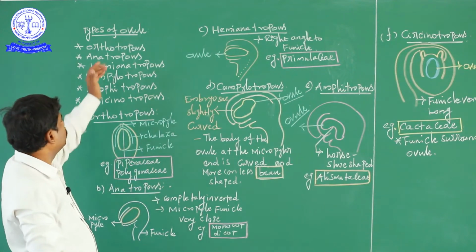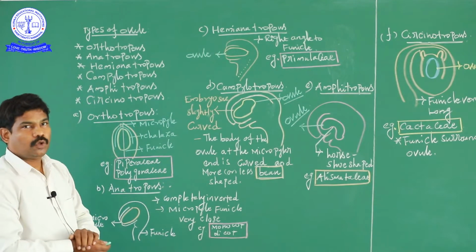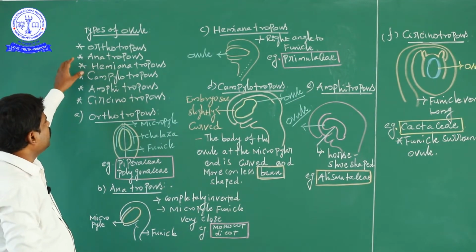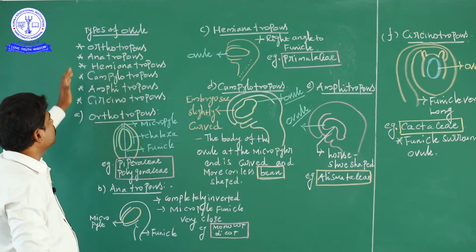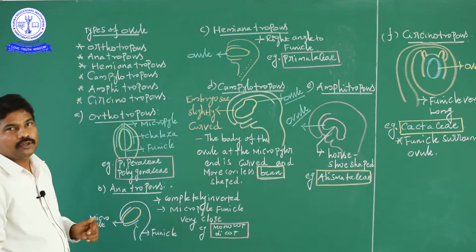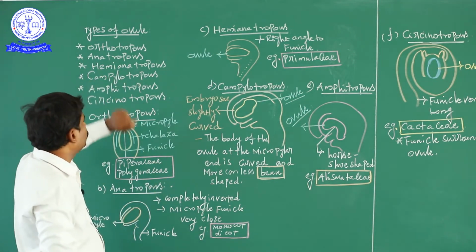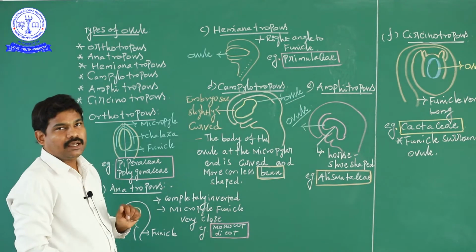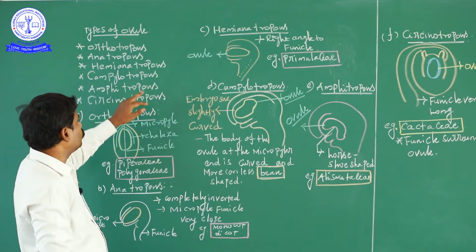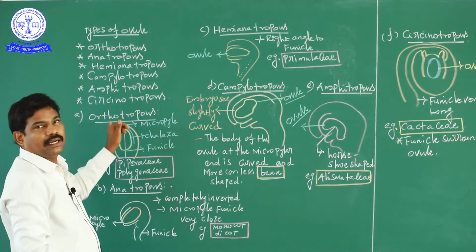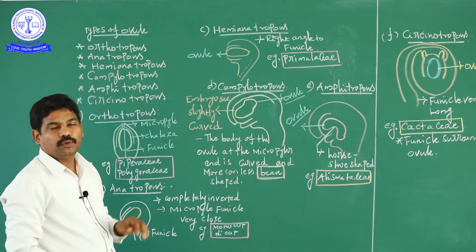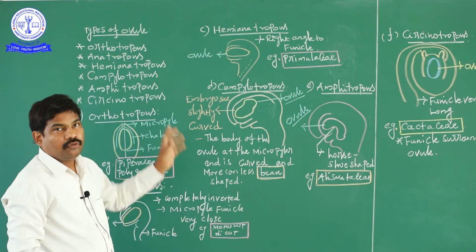The next topic: types of the ovule. The ovule forms the seed. Various types are present in the ovule: first orthotropous, then anatropous, then hemianatropous, then campylotropous, then amphitropous, and last succinotropous. These are very important types of the ovule, and very important for 5 mark questions.